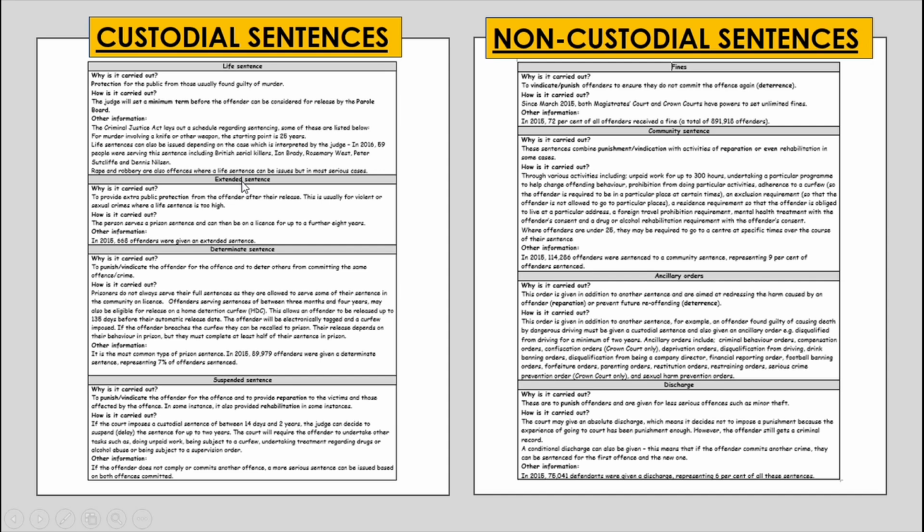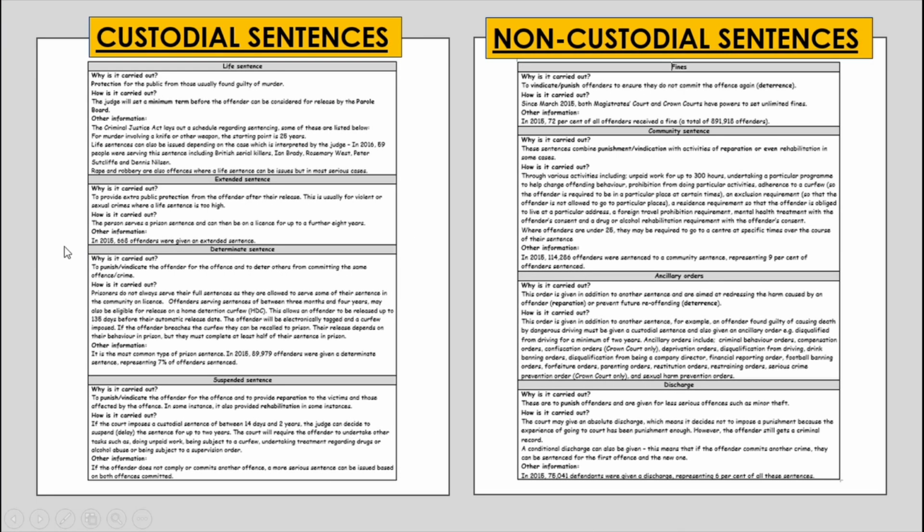Extended sentence is another type of custodial sentence. It provides extra public protection from the offender after their release. This is usually for a violent crime or sexual crimes where a life sentence is too high. So the person who serves a prison sentence can then be on a licence for up to a further 8 years. In 2016, 668 offenders were given an extended sentence.